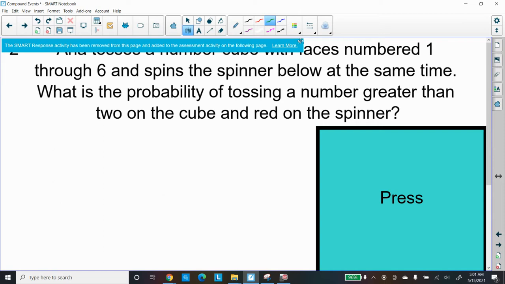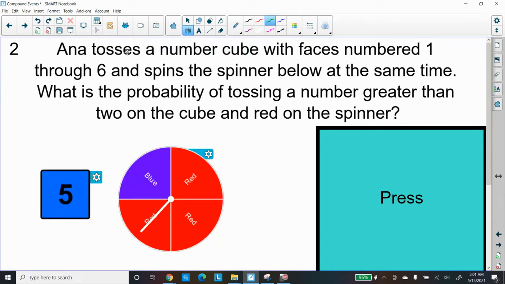Now I want to get to a compound event where here we have Anna tossing a cube with the dice cube numbers 1 through 6, and she's going to spin a spinner down there at the same time. What is the probability of tossing a number greater than 2 on the cube and red on the spinner?